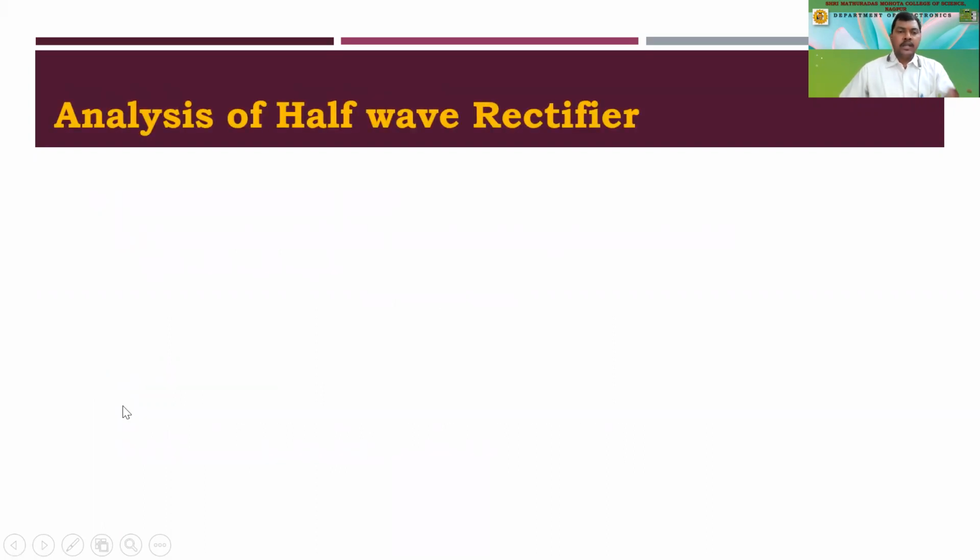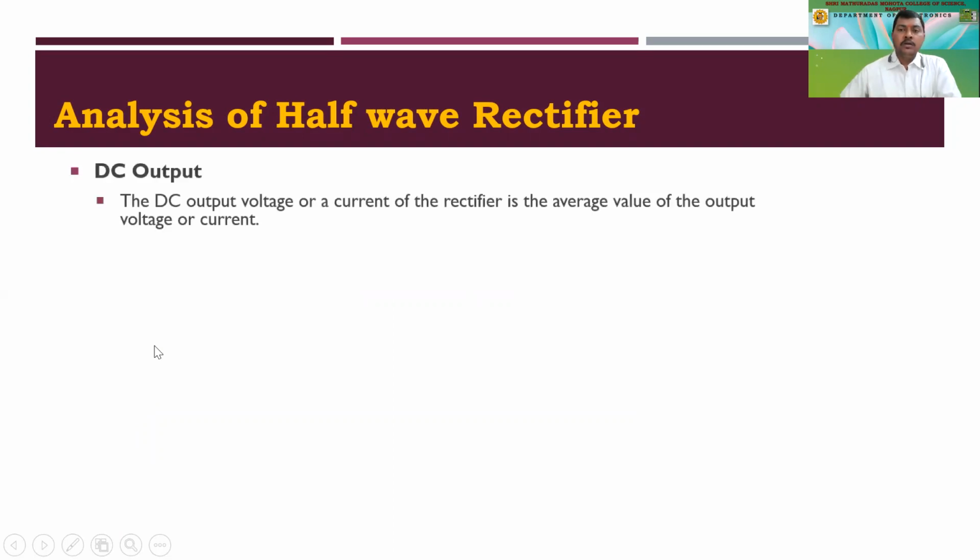Now let us analyze the half wave rectifier. We will work on the derivation portion of it. So what is the DC output? Remember the definition: the DC output voltage or current of a rectifier is the average value of the output voltage or current. That is the average value which is supposed to come across the output.